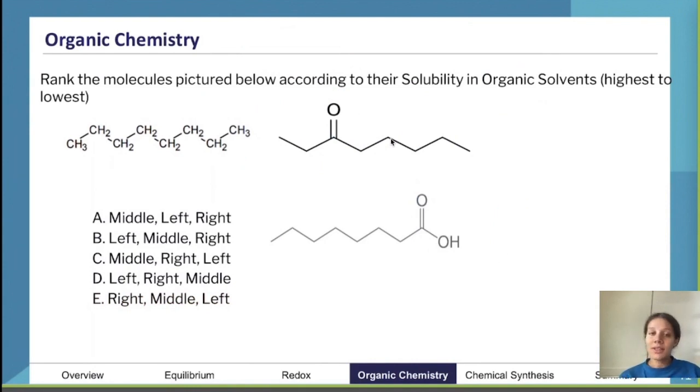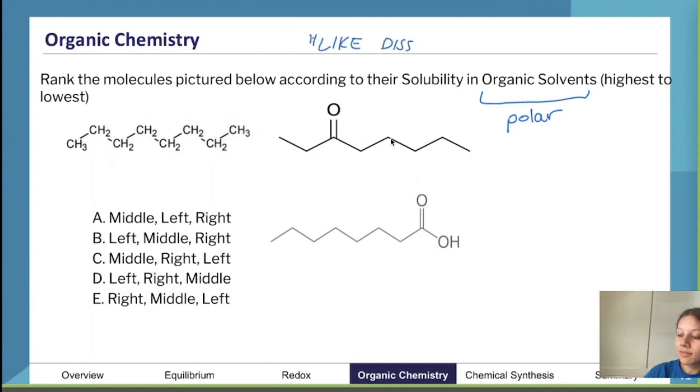All right, now the same molecules, but we're going to rank them according to their solubility now. We're going to go from highest solubility to lowest solubility. So again, consider the factors we were discussing before, but for solubility, if you want to be soluble in organic solvents, that means these bad boys are polar. And if we're looking at solubility of these other molecules, the phrase I like to stick with is like dissolves like.